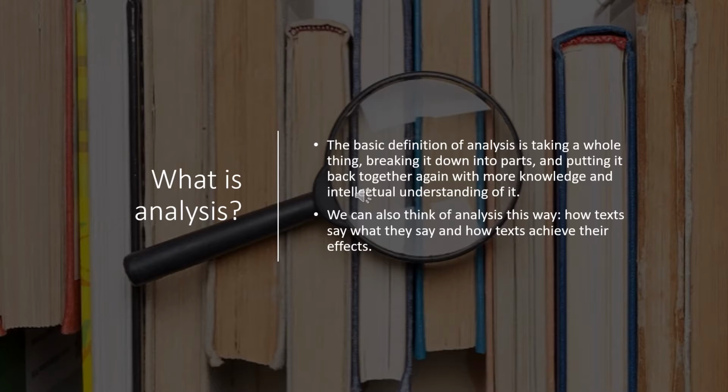What is analysis? Analysis defined is essentially taking a whole thing, breaking it down into parts, and putting it back together again with more knowledge and intellectual understanding of it. We can also think of analysis this way: how texts say what they say, and how texts achieve their effects. Those are the main definitions of analyzing a text academically.